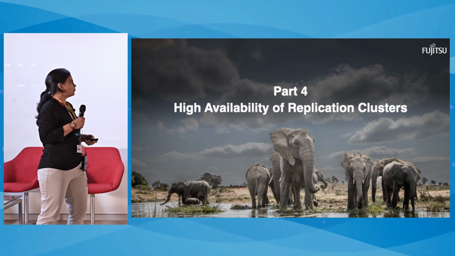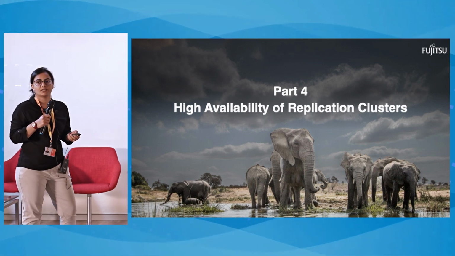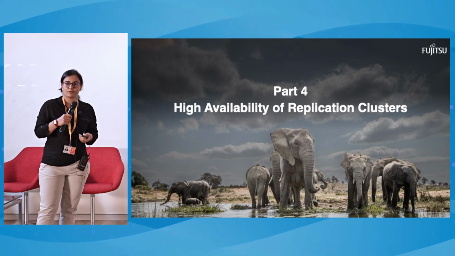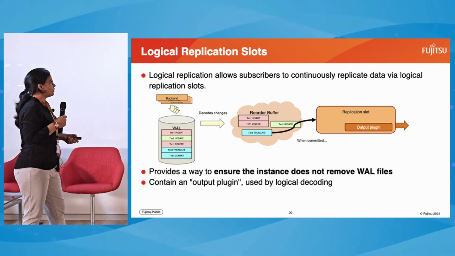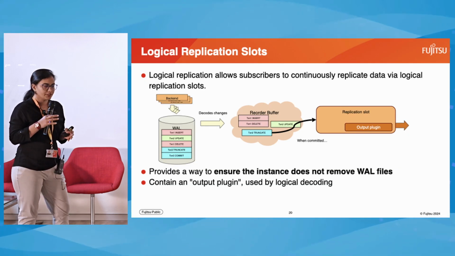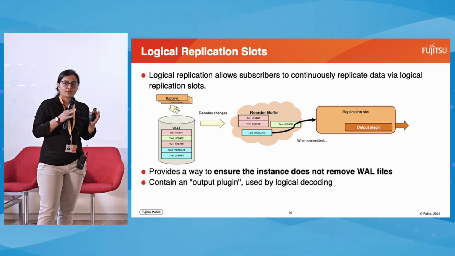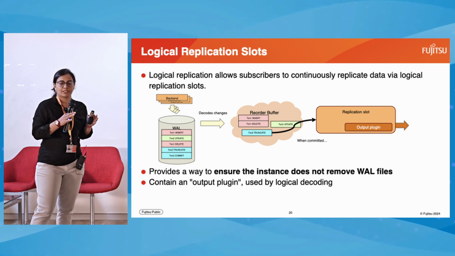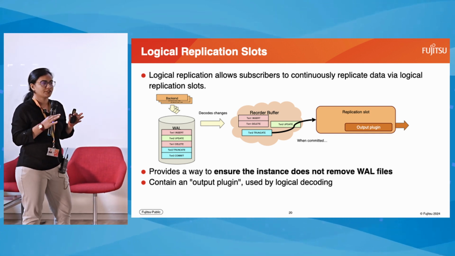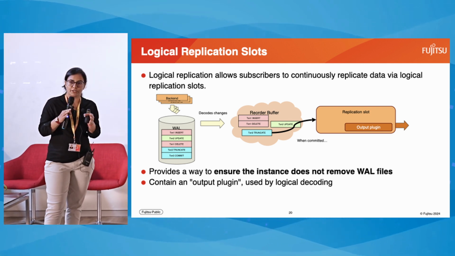So let's move on to the final part of the presentation, and here we will discuss the features that came in PG17 to help the high availability of replication clusters. Let me start by explaining an important entity in logical replication, which is called logical replication slots. Whenever logical replication is set up between two nodes, at the publisher node we create a logical replication slot, and all the replication happens via that slot only.